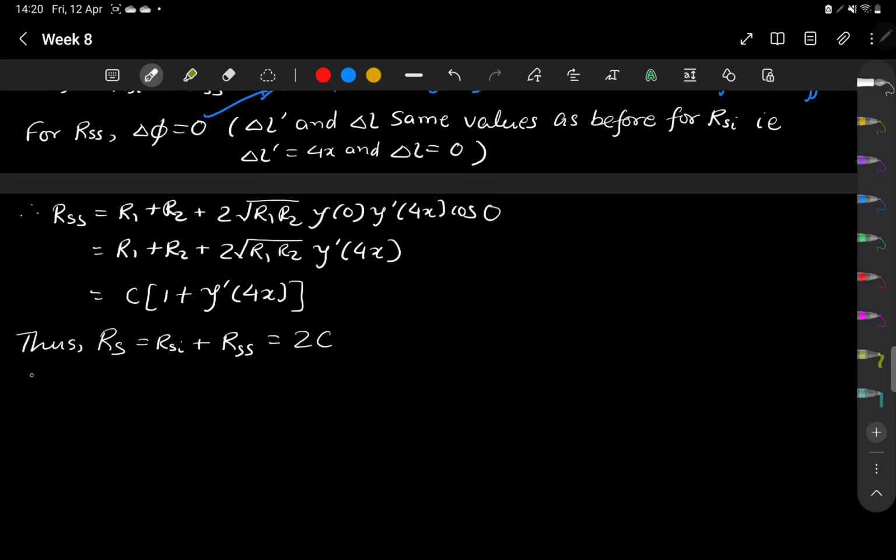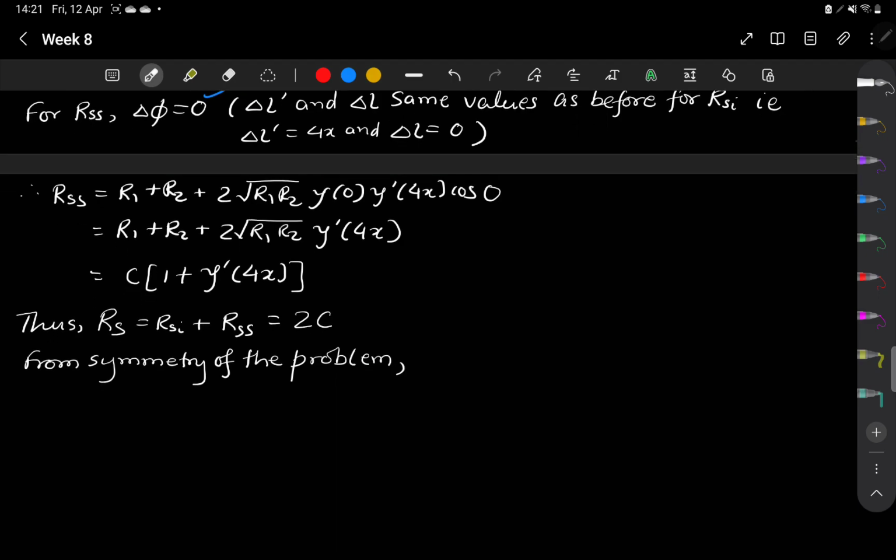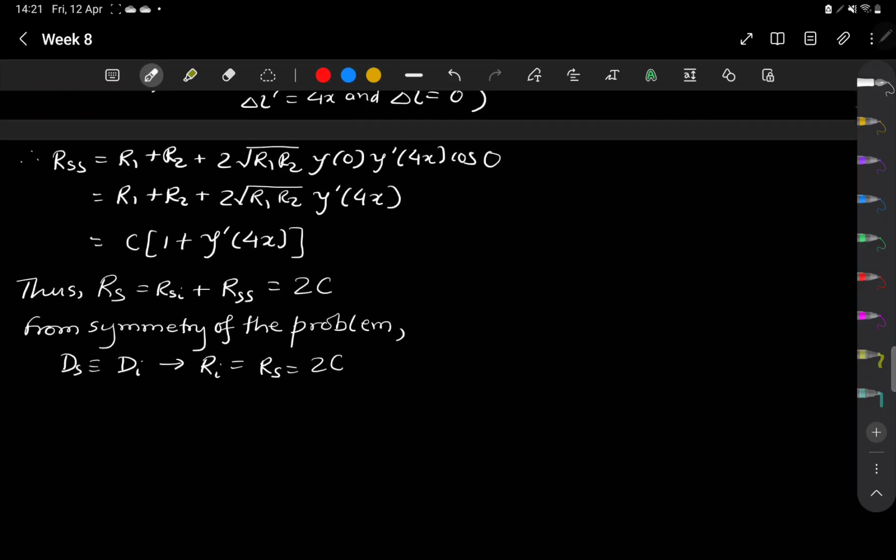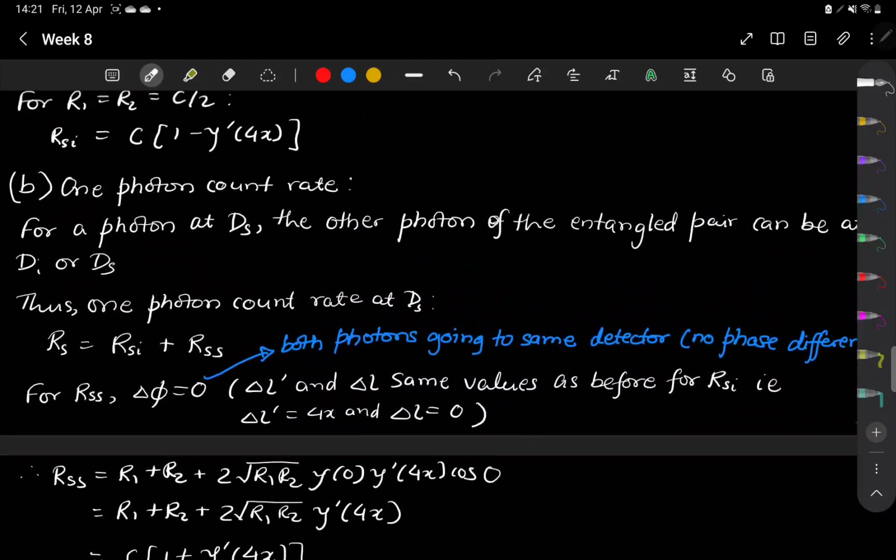And from the symmetry of the problem, the detectors ds and di are similar or identical, so this will give us Ri equals Rs, which is equal to 2 times C. I hope this is clear. Again, take a few minutes to analyze.